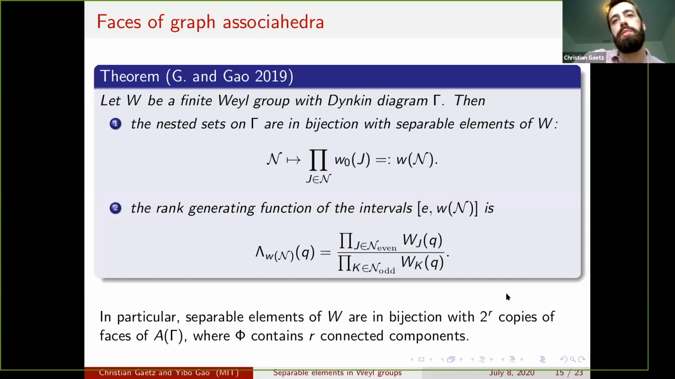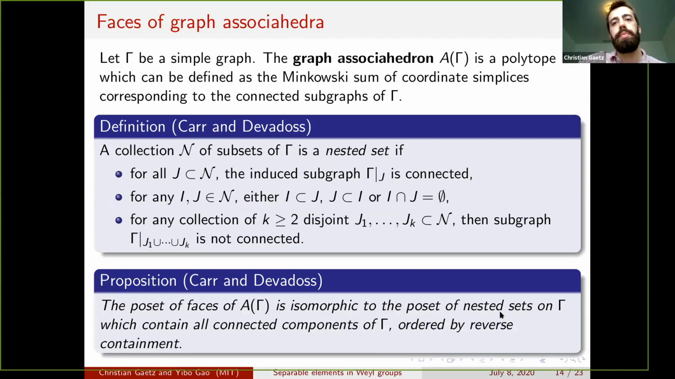Now I should mention that each of these parabolic subgroups itself has a rank generating function that is a product of Q numbers corresponding to the degrees of that group. So this whole expression is really just a product of certain Q numbers over more Q numbers. In particular, the number of separable elements is 2 to the R times the number of faces of all dimensions of the graph associahedron, where R is the number of connected components. This power of 2 is just coming from a technicality, where in this proposition the nested sets are required to contain the whole set.